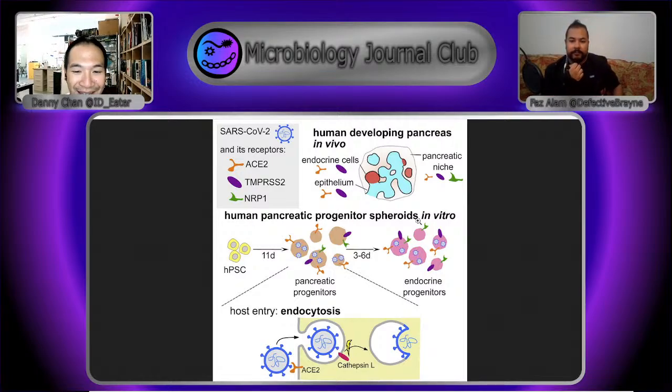So they grow up these cell culture pancreas balls, essentially, from induced pluripotent stem cells, human pluripotent stem cells. They turn them into the progenitors of pancreas cells, and then those go on and develop into full-on pancreatic cells, organoid style. And they infect those with SARS-CoV-2, and they find out some different molecular factors that play a role in that. Is there anything you wanted to say?